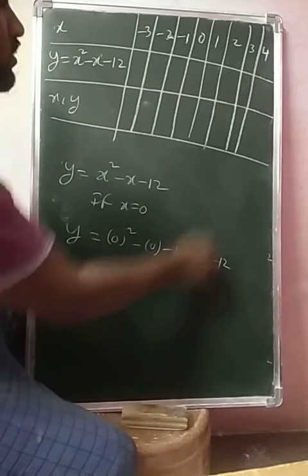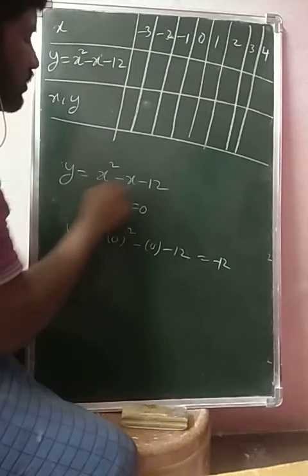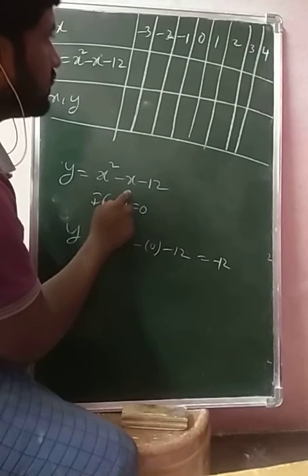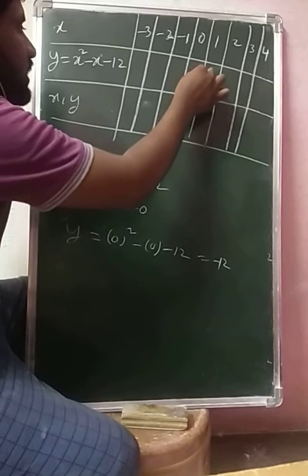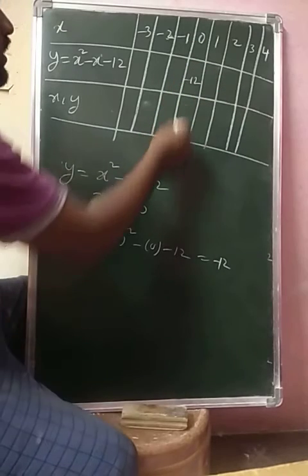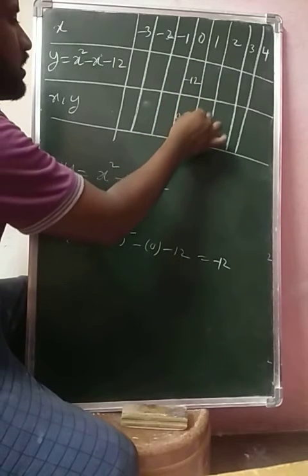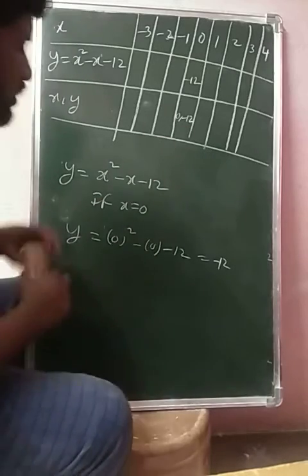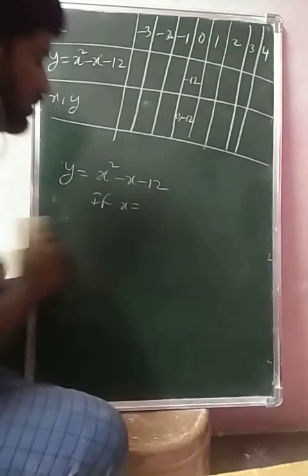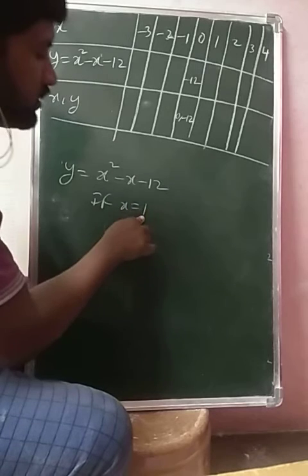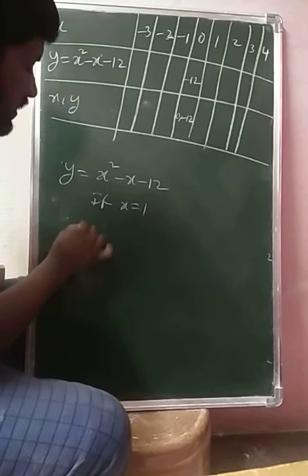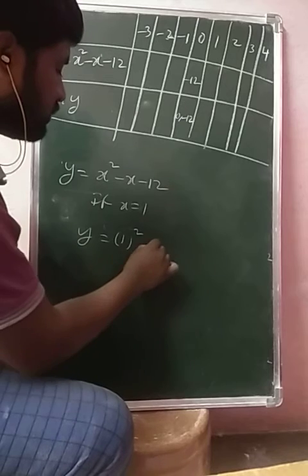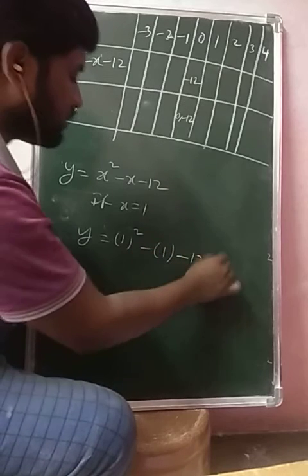Okay now. So if we substitute x value is 0 in this place, x is equals to 0, in the place of x we get the value of y is minus 12. The required points are 0 comma minus 12. Okay. Next, if I substitute in the place of x 1, then what we get the value of y? That is y is equals to 1 square minus of 1 minus 12.